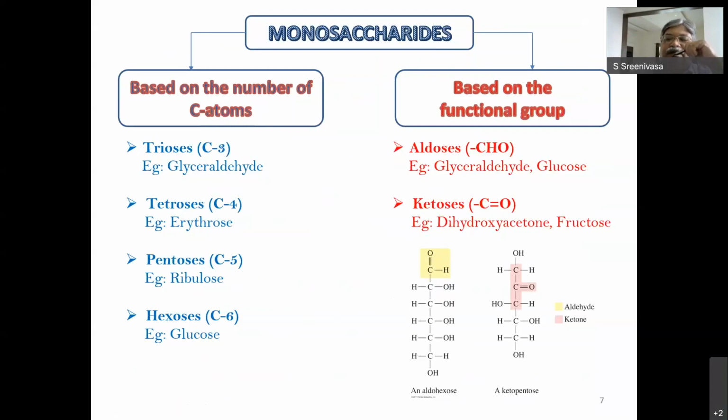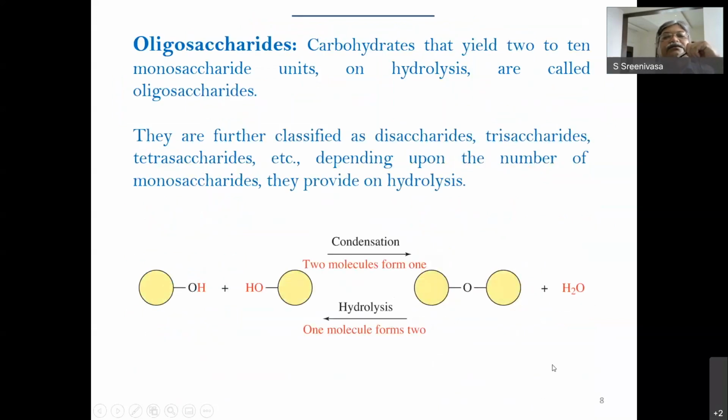If it has 5 carbon atoms, it is called a pentose. Sorry, this one has 6 carbons, so it is called a hexose, and this one has 5, therefore it is called a pentose. This sugar has 6, therefore it is called an aldohexose. This is a ketose, a ketopentose.